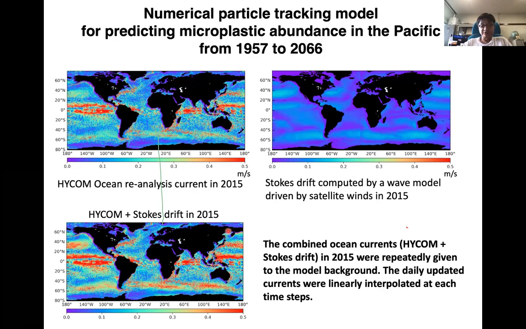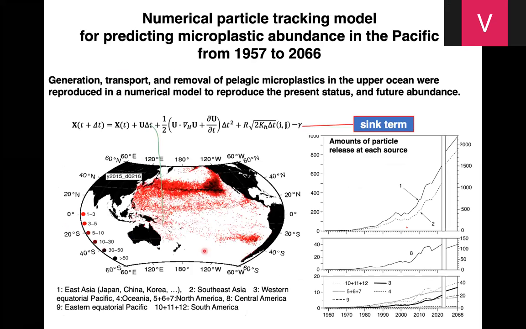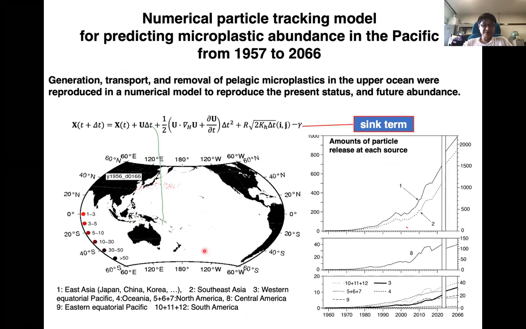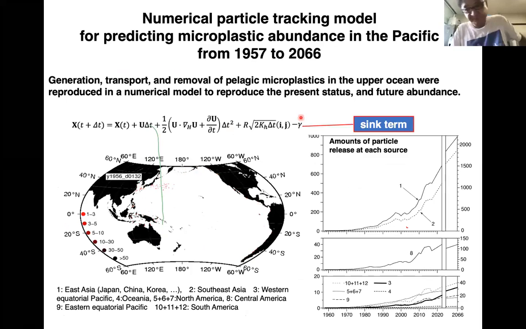A Stokes drift is the ocean current generated by the wind wave. This is very important to reproduce the microplastic transport in the model. So in general, this is a particle tracking model, from the generation of the microplastics, carried by ocean current and Stokes drift. This equation means the particle tracking model. But we add the sink term in this particle tracking model.